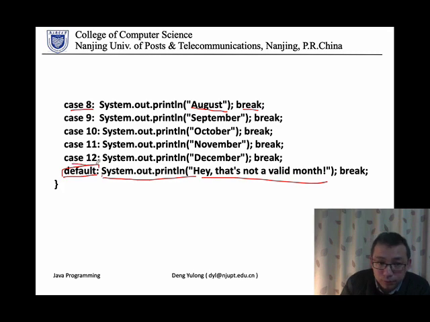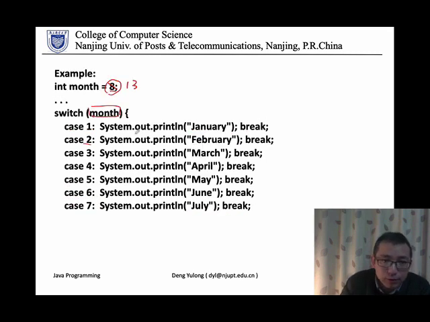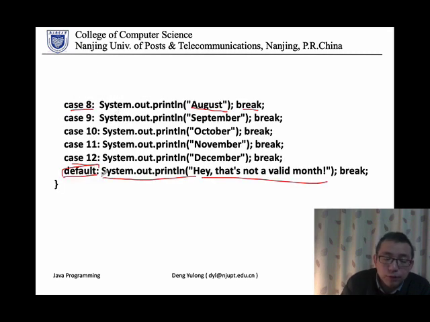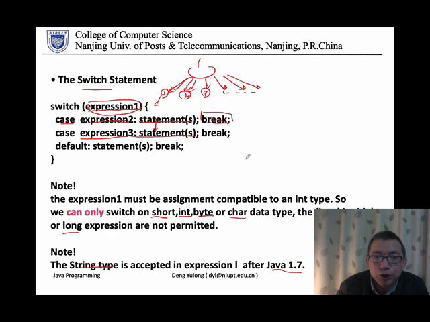So the default branch means that if none of the cases can match the expression, then the default case will be executed. Okay. That's about switch statements. If you have more than 2 branches when you're making a decision, use these switch statements. Okay.